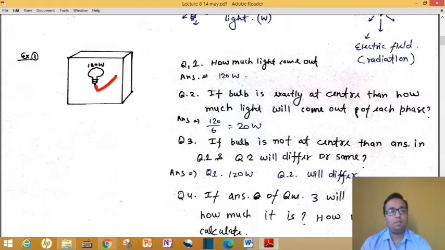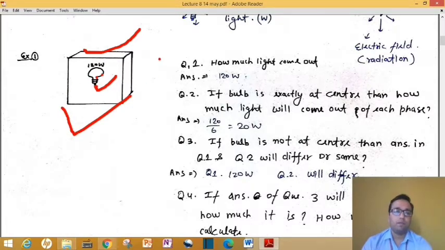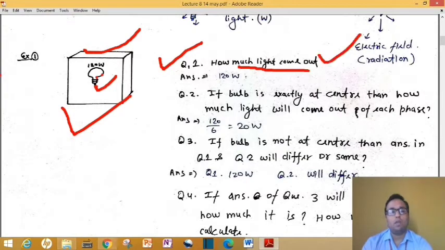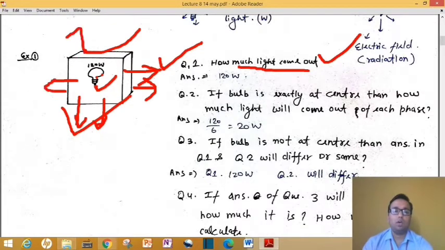So I have kept this bulb at the center of this cube. Try to imagine this is your cube and I have placed it just at the center point, the geometrical center. Okay, and the power of this bulb is 120 watt. So my question number 1 is, how much light will come out of this cube? How much visible light will come out? Then what will be your answer? Your answer will be, if this bulb is of 120 watt, then 120 watt will come out.